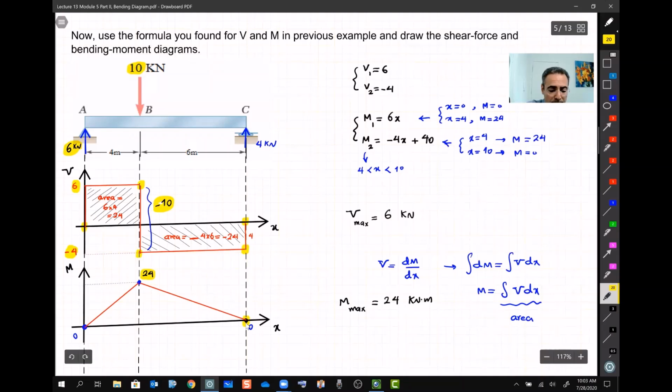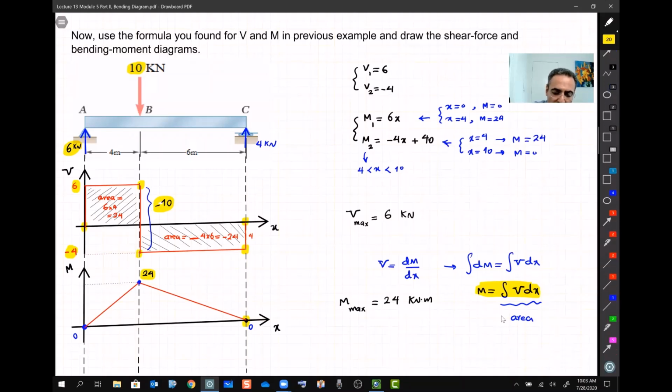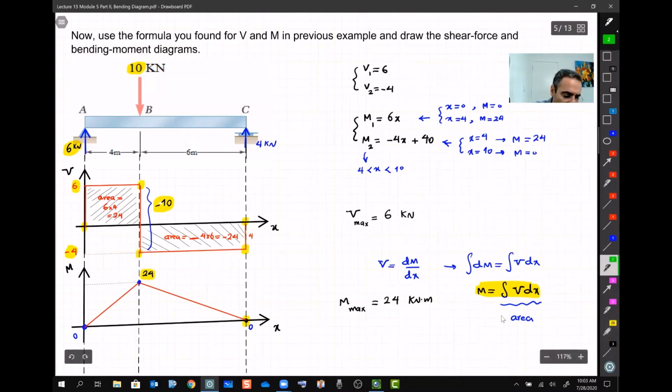All right? So in other words, anywhere that we need to find M, we just need to find the area. For example, let's say somebody is asking us to find M at this point of the beam, and tells you that this point is 1 meter, and you have only the V graph. All you need to do is find the area up to that point, from the beginning to that point, which is 6 multiplied by 1.